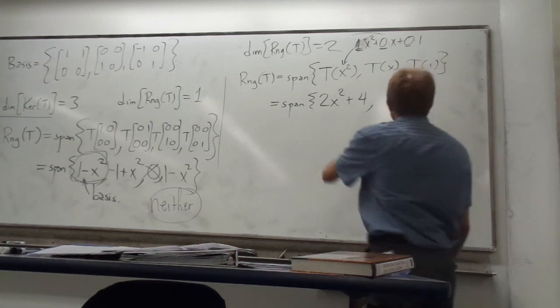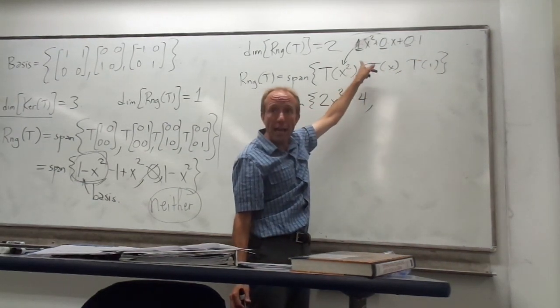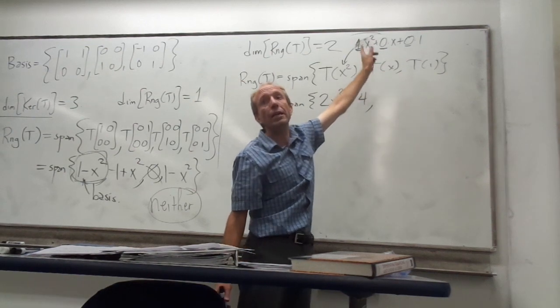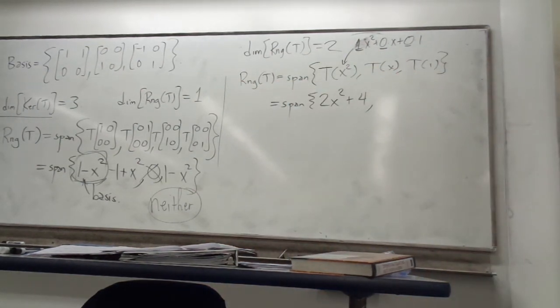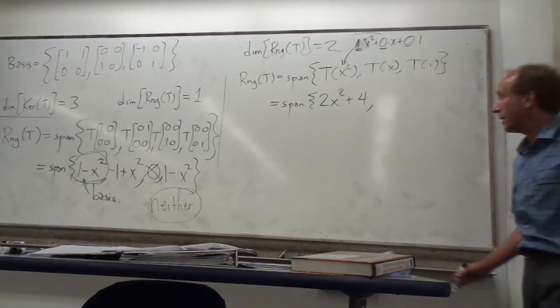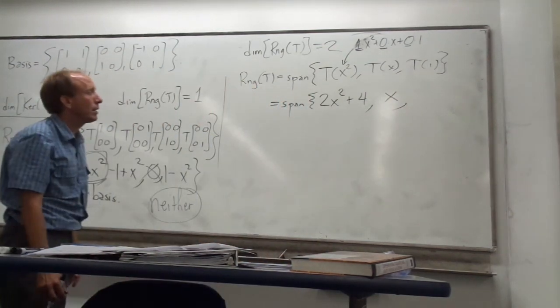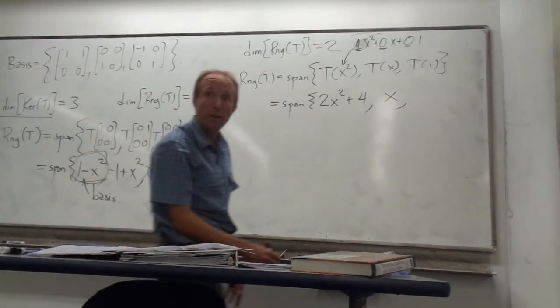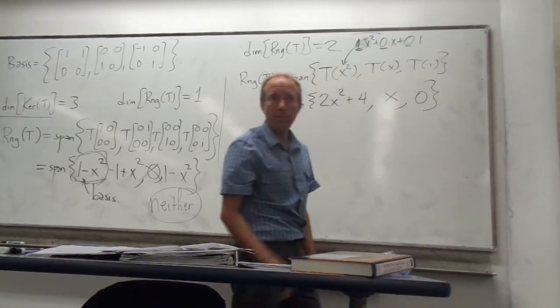Now for t of x, I have to put 0 for a, 1 for b and 0 for c in my polynomial, right? So b is 1. If I put b equal to 1, what am I going to get for an answer? X. Great. Just x. And then the last one, t of 1, is just 0. There is no c anywhere, so that's just 0.